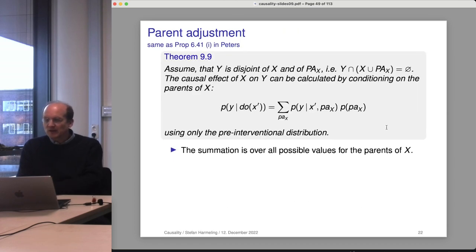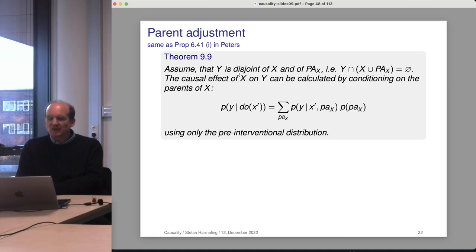So first some notation. First of all, of course, to be more precise, the y must be disjoint from x, right? Otherwise, we cannot make a statement. And it must also be disjoint from the parents of x. Otherwise, it also doesn't make sense to talk about this setup here. So mathematically written, y intersected with x combined with the parents must be the empty set. Again, y and x are sets, but think of them as single nodes. So that's much easier.